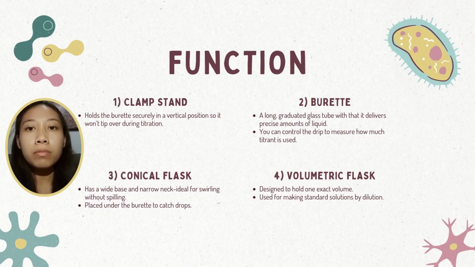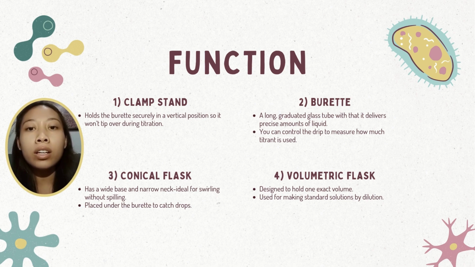I'm going to explain the function of each apparatus. The first one is clamp stand. Clamp stand is used to hold the burette securely in a vertical position, so it won't tip over during titration. Second is burette. Burette is a long, graduated glass tube that delivers a precise amount of liquid. You also can control the drip to measure how much titrant is used.